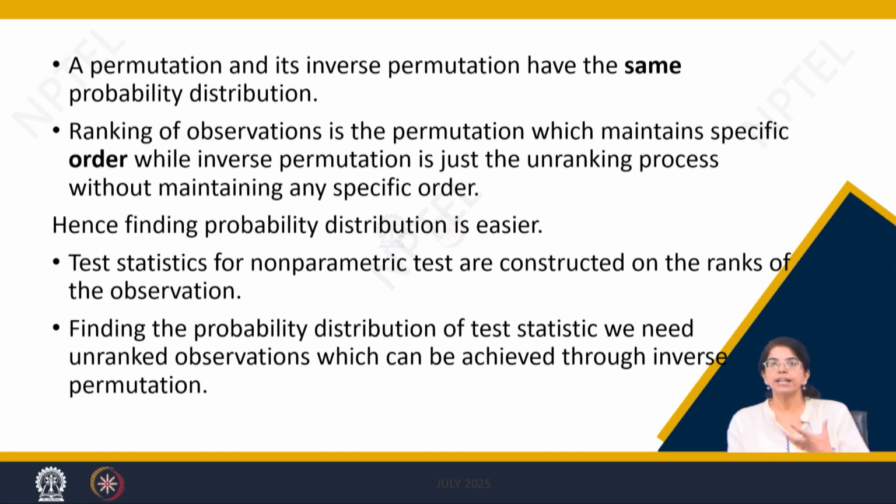So when you are doing inverse permutation, the observations remain the same, but they do not hold such an inequality. Therefore, finding the probability distribution in inverse permutation is easier than finding the probability distribution of ranked observations. So to find the probability distribution of a test statistic, we need unranked observations, which can be achieved through inverse permutation. That's why in non-parametric statistics, you have to do ranking first and then anti-ranking.